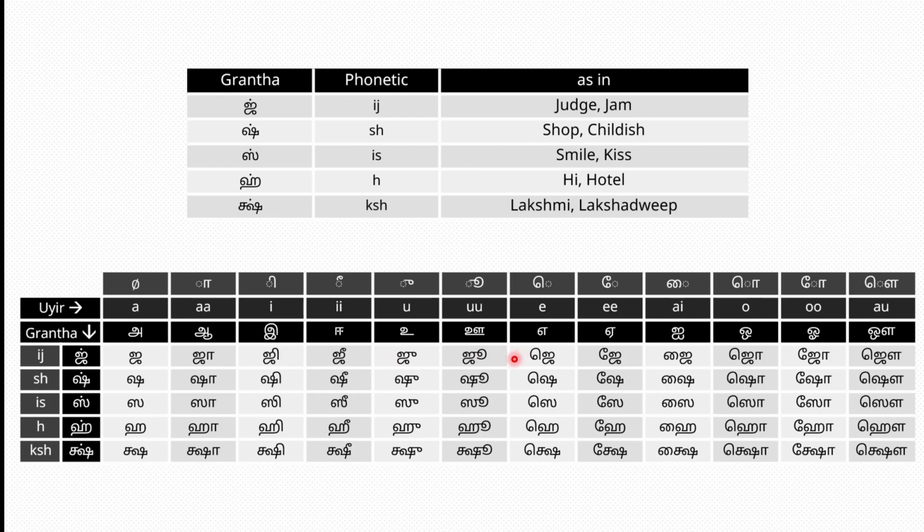So likewise you have to combine all other letters. See here, is plus a, sa. Is plus e, si. H plus a, ha. So now I can give you some examples of words where you can see the Grantha letters and Tamil letters are mixed. Let's say Jodi. It starts with Jo, Jodi.